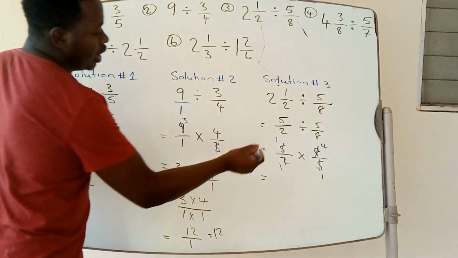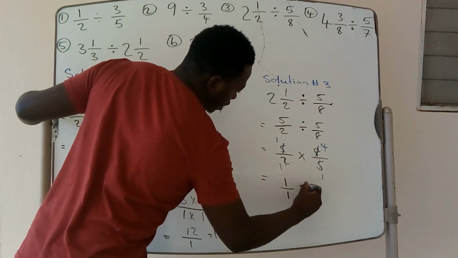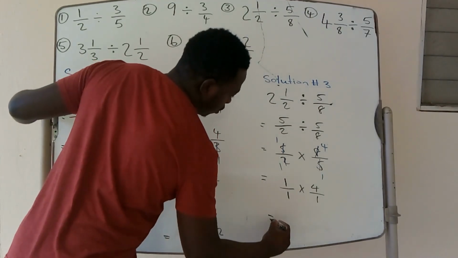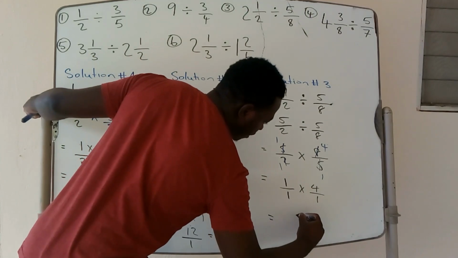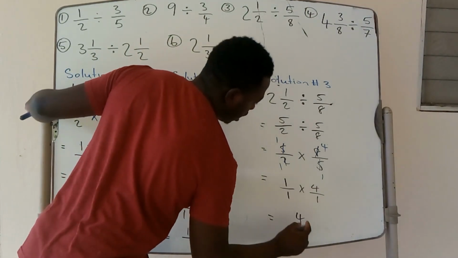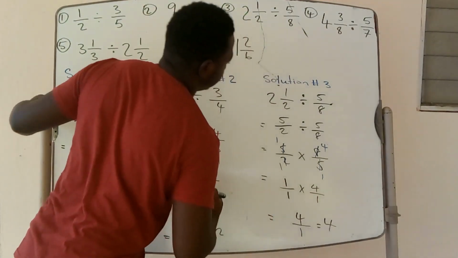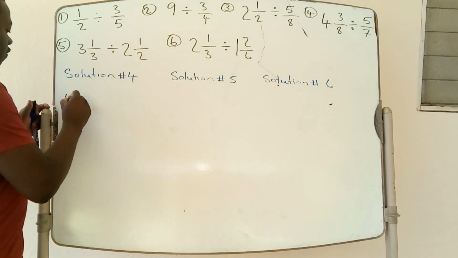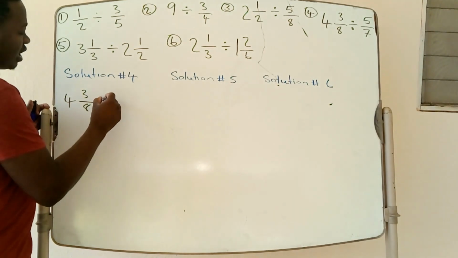Now, what we're left back with is 1 over 1 times 4 over 1. Multiply numerator by numerator, so 1 times 4, that gives us 4. 1 times 1, that gives us 1. And 4 over 1 is the same thing as just 4. Right?